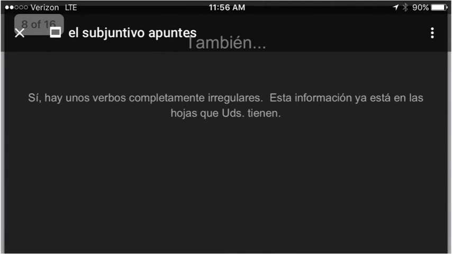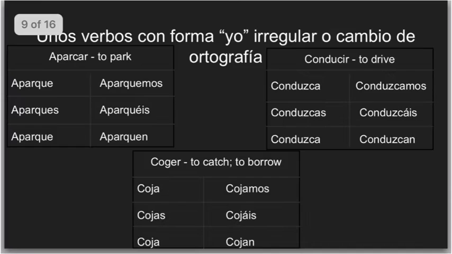Also, there are some verbs that are completely irregular. The information for these verbs that you need to know, because I believe there's one more, is already on las páginas 3 y 12 of the notes. Overall, you're not going to be responsible for verbs with irregular yo forms that aren't the yogos that you already know, or verbs with which you're not already familiar, or verbs with spelling changes.